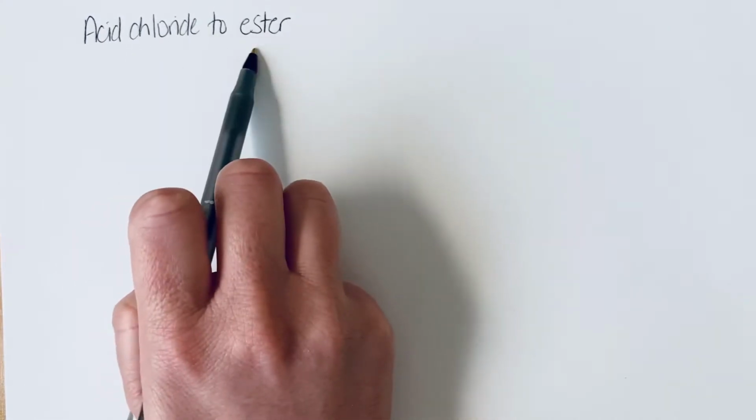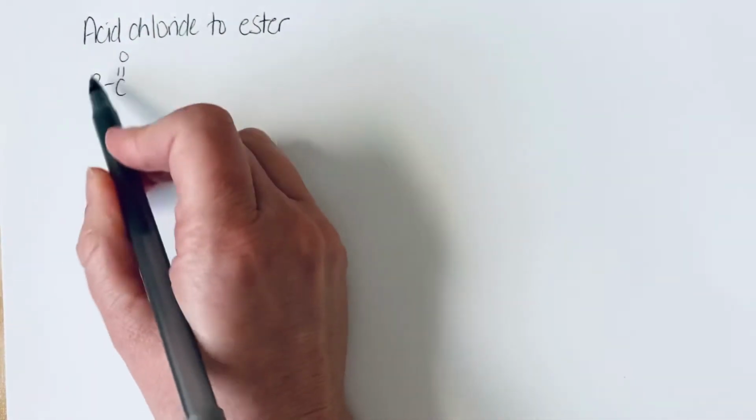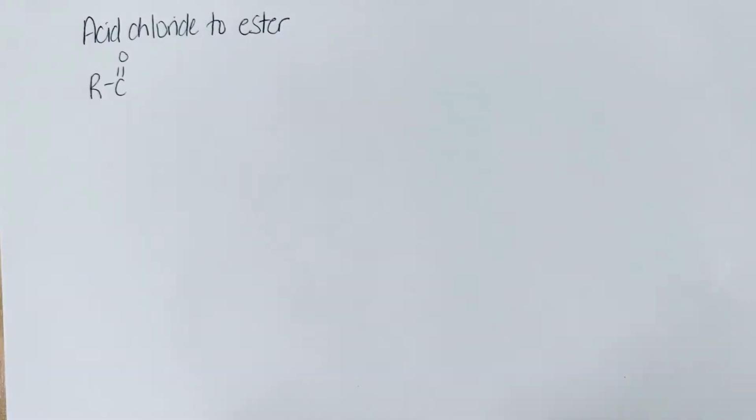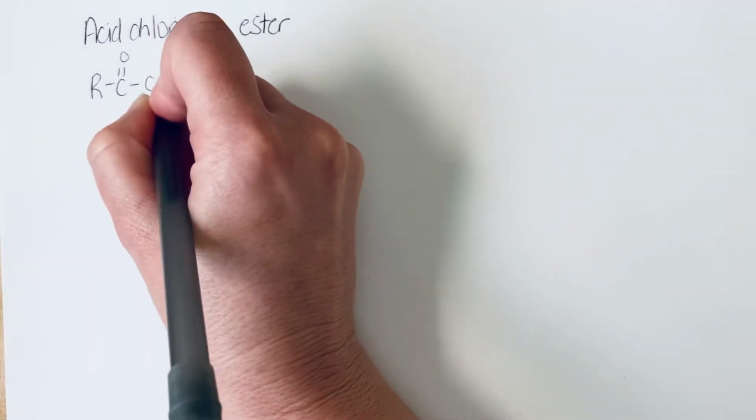So in this video, we're going to look at the reaction of taking an acid chloride and converting it into an ester. So an acid chloride is this general structure. So you have, this is known as the acyl group. This is also known as an acyl chloride. And then you have a chlorine.